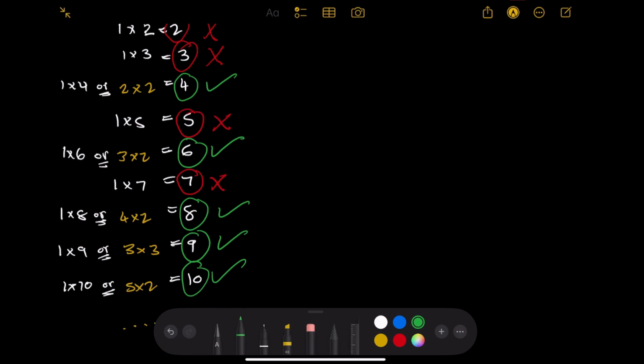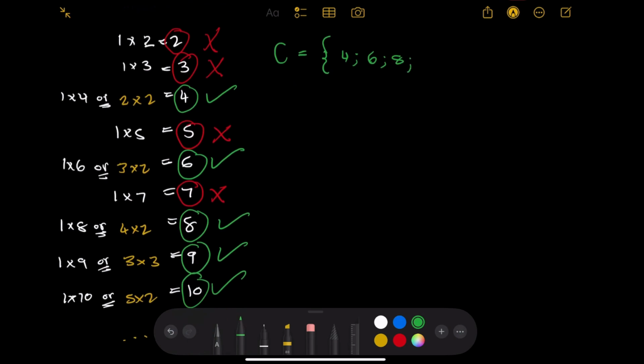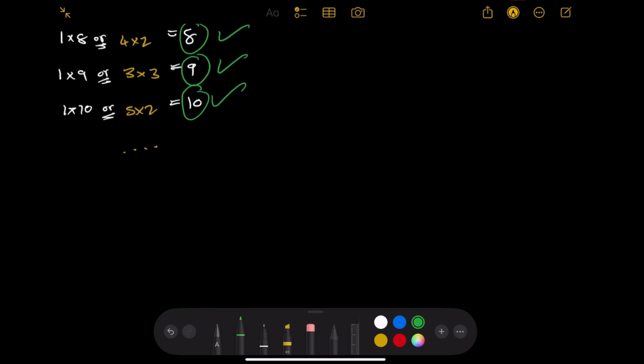So if someone asked you, please give me the first 5 composite numbers, you'd be like, okay, the first 5 composite numbers would be 4, 6, 8, 9, 10. First 5 composite numbers. So this is really, really good.